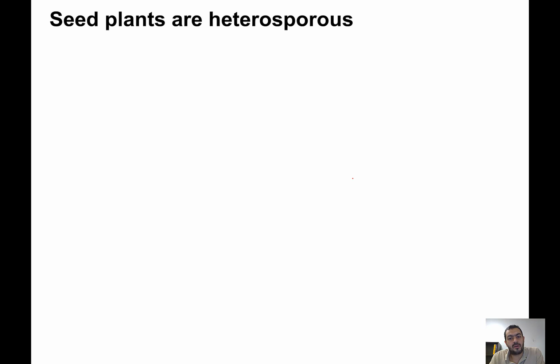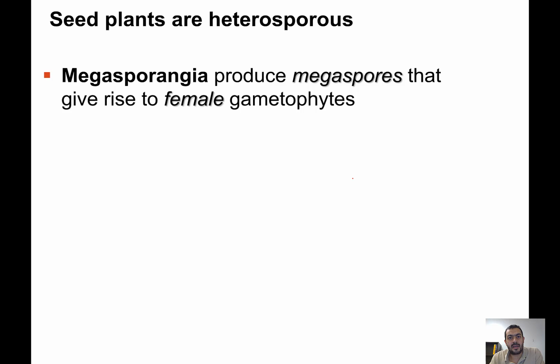The third feature is that seed plants are heterosporous. As we said earlier, seedless vascular plants are homosporous. And what do we mean by that? We have bisexual spores. These bisexual spores give rise to a bisexual gametophyte. So the gametophyte is carrying the male and female gametes. They are both produced by the same gametophyte.